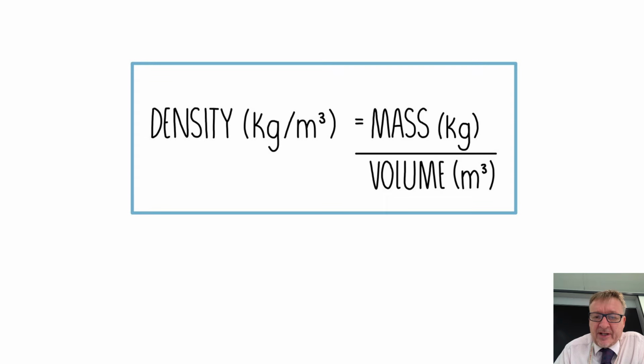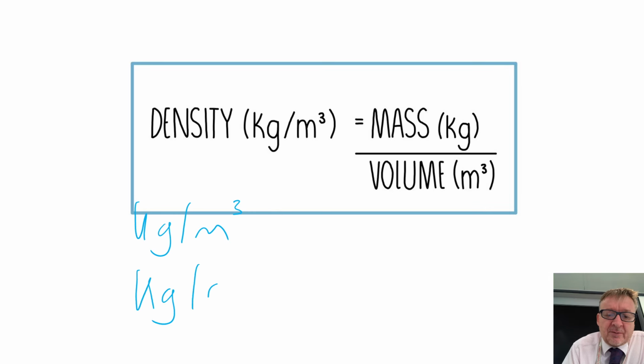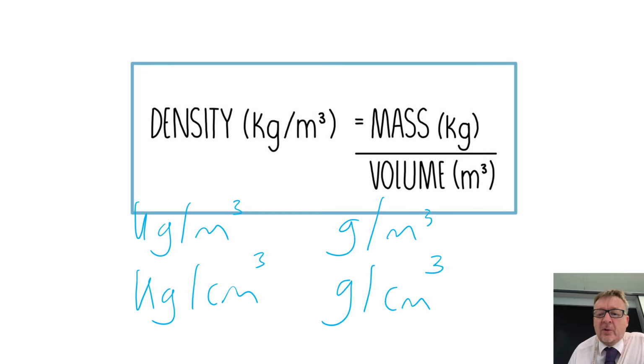Now, density is a little bit unusual. If I was going to say time, time's in seconds. If I was going to say weight, weight's in newtons. Mass, kilograms. But density breaks those rules a little bit, and it depends a lot on the actual question you're asked. So you could have kilograms per metre cubed, which is what's in the question, kilograms per centimetre cubed, grams per metre cubed, or grams per centimetre cubed. You've got to look out for the question itself and what they're actually telling you to calculate.